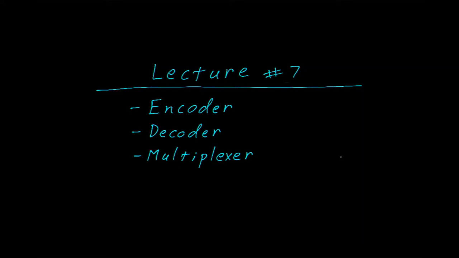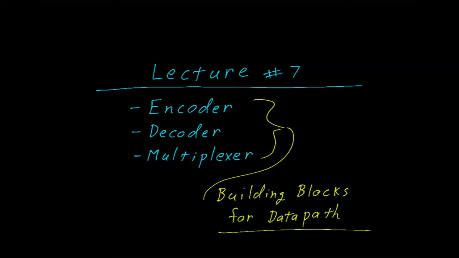This is a continuation of our discussion about combinational logic. We're going to talk about encoders, decoders, and the multiplexer. These particular devices are very useful as they form building blocks for things like data path components, which will be a topic we explore in about a month.